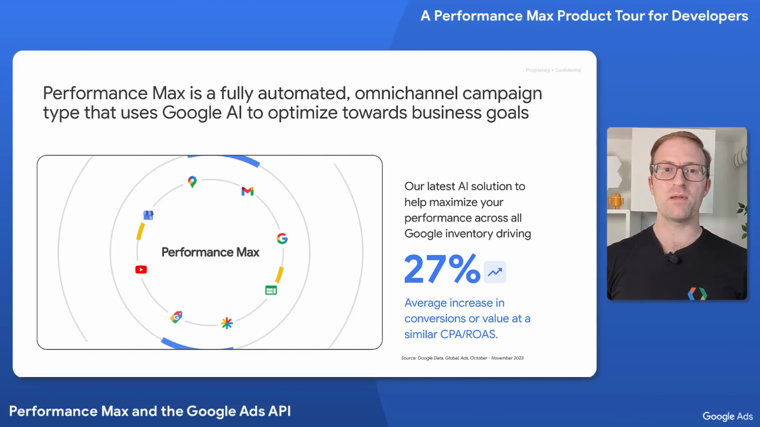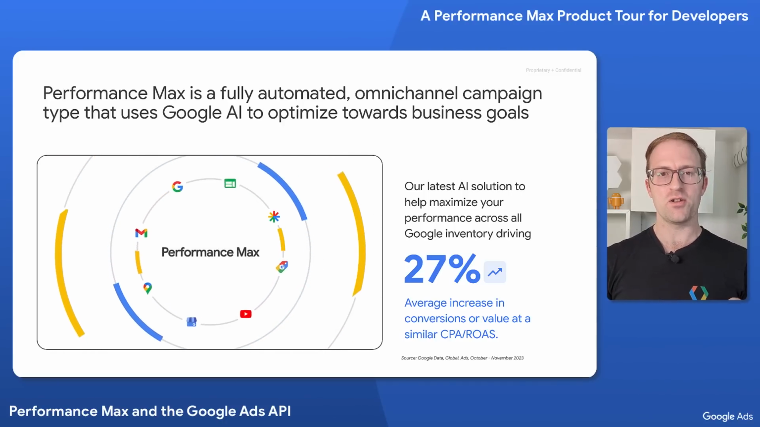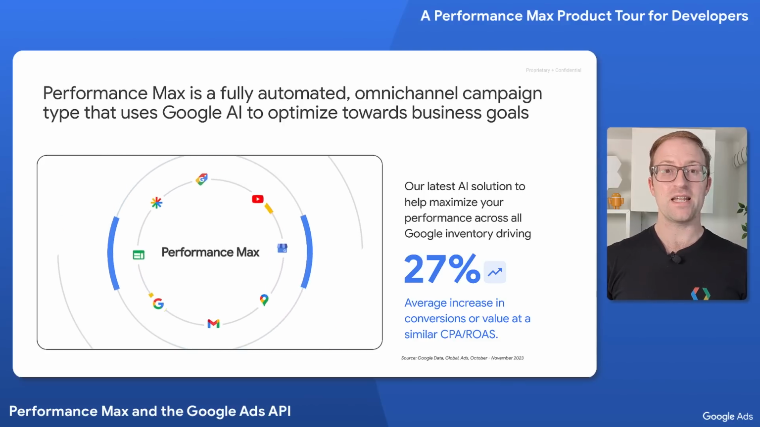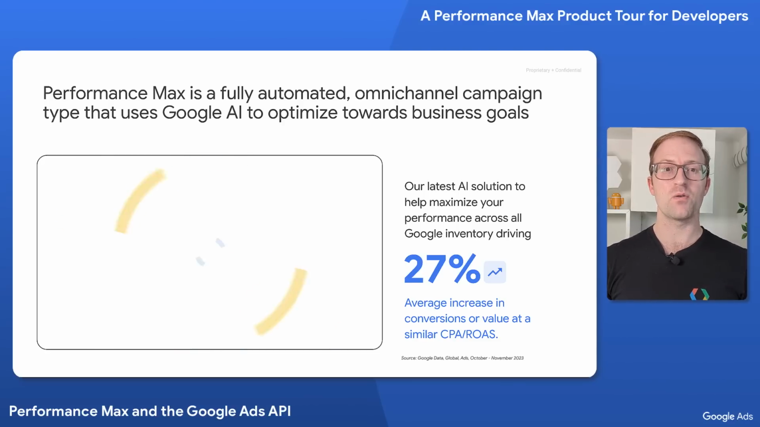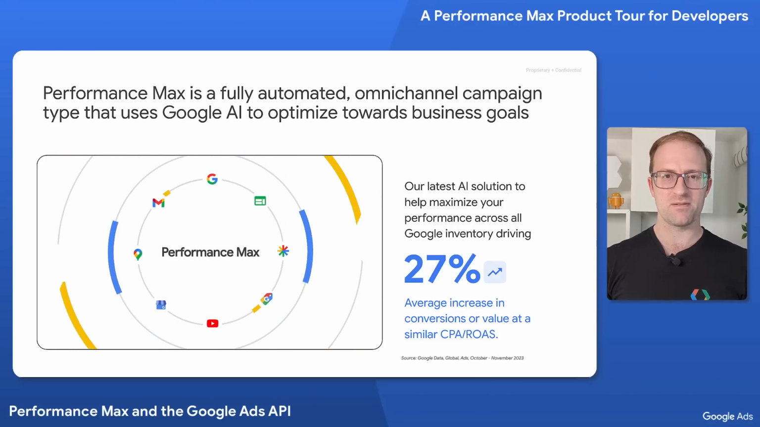For those not familiar with Performance Max, it is a fully automated, omni-channel campaign type that uses Google AI to optimize towards business goals. It is designed to make it easier for businesses to reach their marketing goals without the need to make micro adjustments, freeing them to focus on their business.